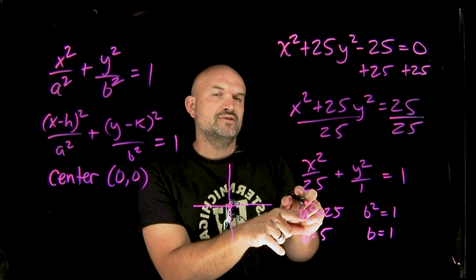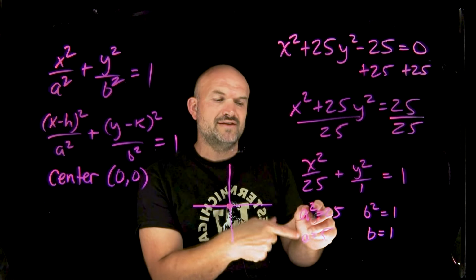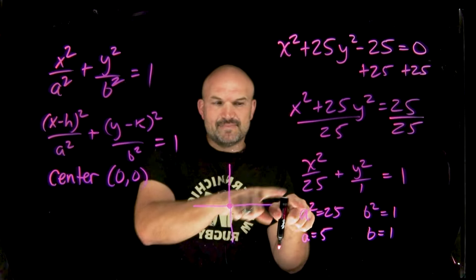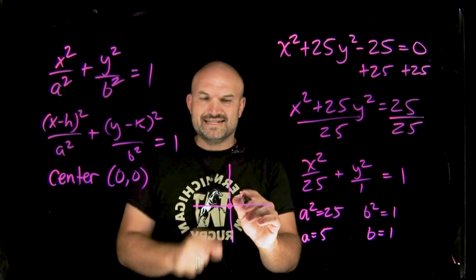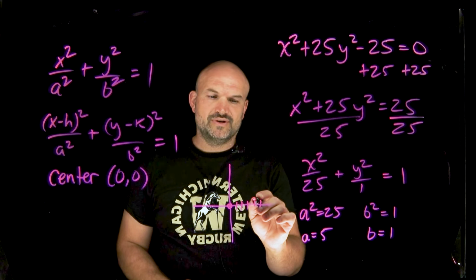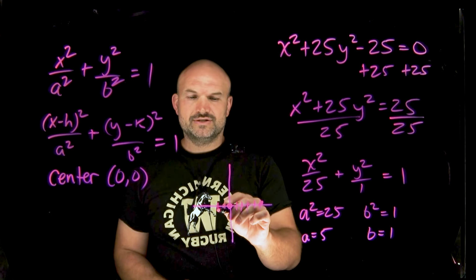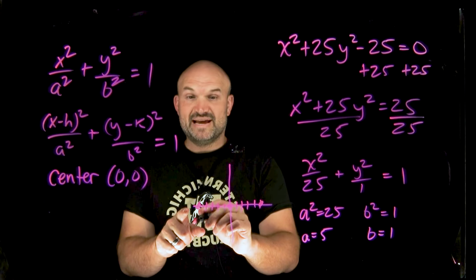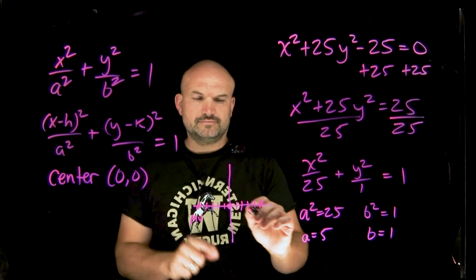If you were to take the square root of a squared, or the square root of 25, you're actually going to have a plus or minus, right? You're going in that positive and negative direction. Since my a squared is under x, that means that distance is going to be a horizontal 5 units. So 1, 2, 3, 4, 5, and 1, 2, 3, 4, 5. Those are what we call our major vertices.